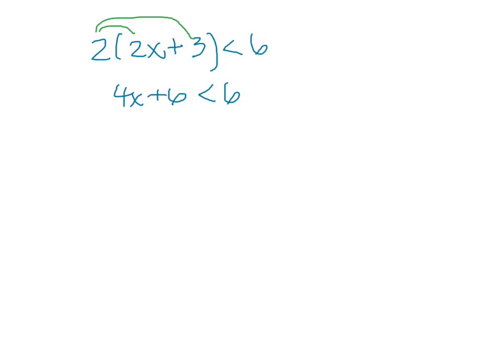Step number 2 was to combine like terms. I noticed that I have 4x and I have 6, and neither of those are like terms, so I actually can't even do step 2. It's time to move on to step 3. Step 3 is to add or subtract, get rid of our constant. So I have to subtract 6. The goal is to cancel it out on the left side. 6 minus 6 is nothing.